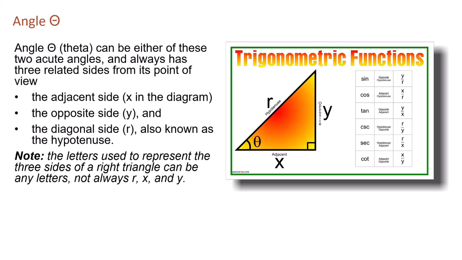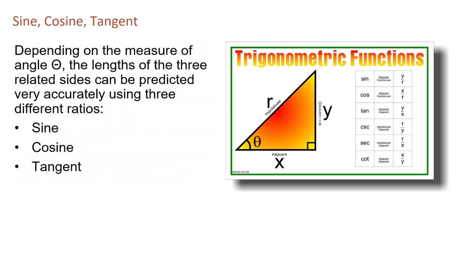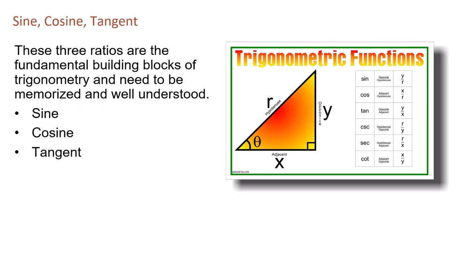Note, the letters used to represent the three sides of a right triangle can be any letters, not always r, x, and y. Depending on the measure of angle theta, the lengths of the three related sides can be predicted very accurately using three different ratios: sine, cosine, and tangent. These three ratios are the fundamental building blocks of trigonometry and need to be memorized and well understood.